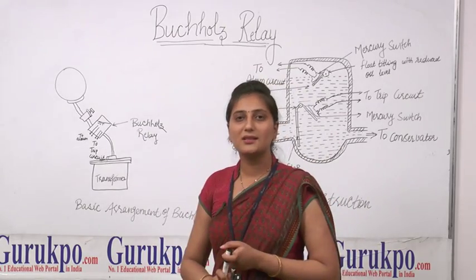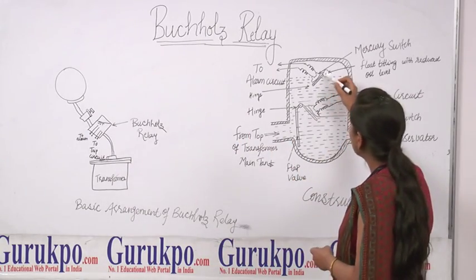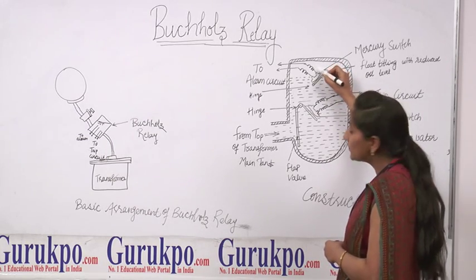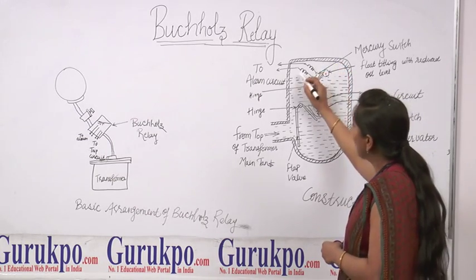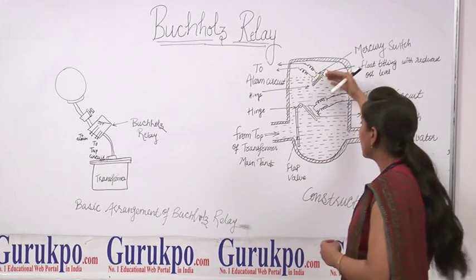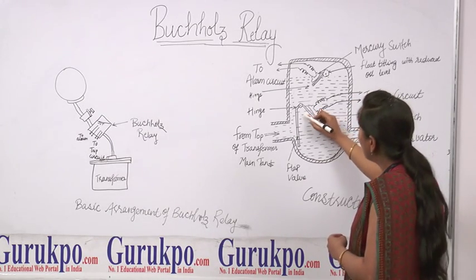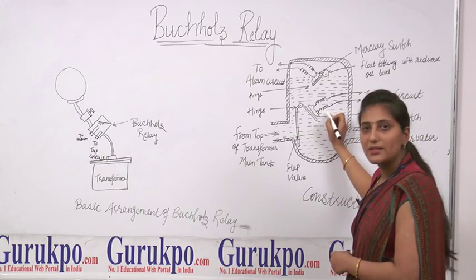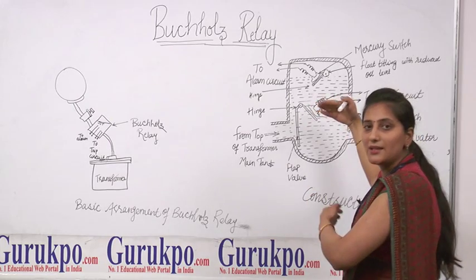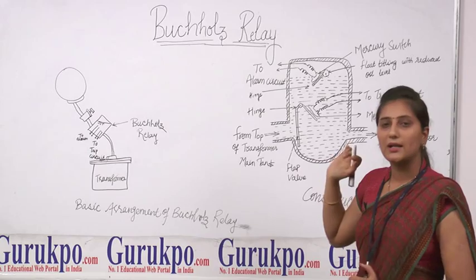Let us discuss its construction. It has a hinged hollow float, which is connected to a mercury switch, and this mercury switch is connected to the alarm circuit, which is in the upper part of the chamber. The next one is the hinged flap valve, and this is connected to another mercury switch. This mercury switch is connected to the trip circuit, and it is in the lower part of the chamber. This is the construction of the Buchholz relay.